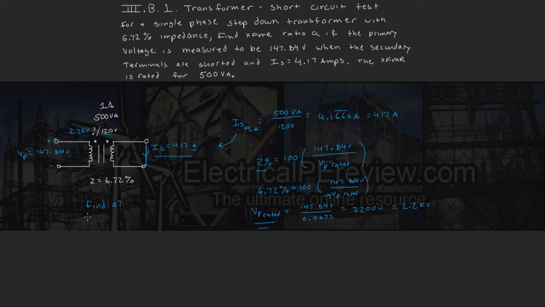Now, since we're being asked for transformer ratio A, we know that A equals our rated primary voltage divided by our rated secondary voltage, which is going to give us a transformer ratio of 2.2 kV divided by 120 volts, or A equals 18.33. That's our answer to this question. Note there is no units because this is a ratio. It is simply 18.33.